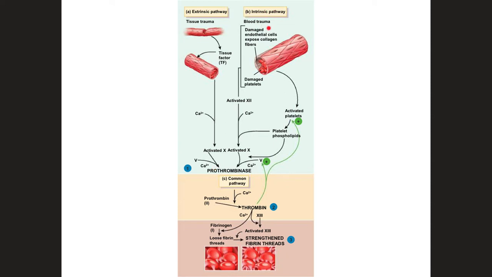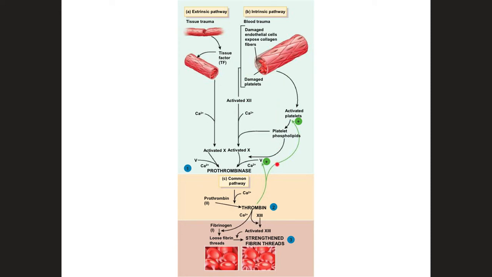In the intrinsic pathway, the trauma happens from within the blood vessel itself. So there's an injury or something that happens within that blood vessel instead of from the outside. Because blood flows through the vessels all the time, all day, there are little injuries that can happen within the blood vessel itself. Because the injury is on the inside, this process is going to take longer to start.